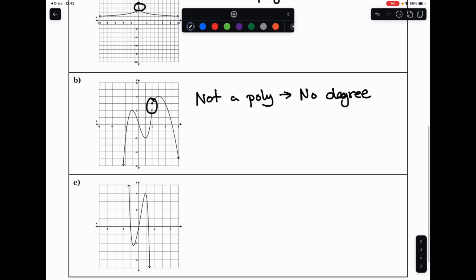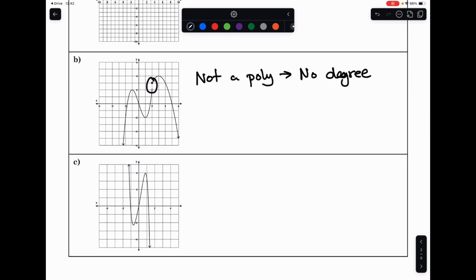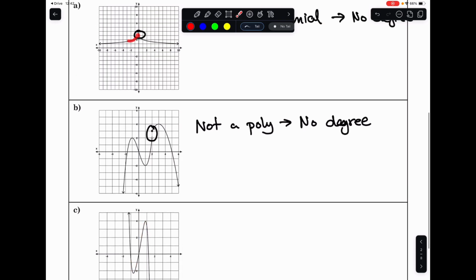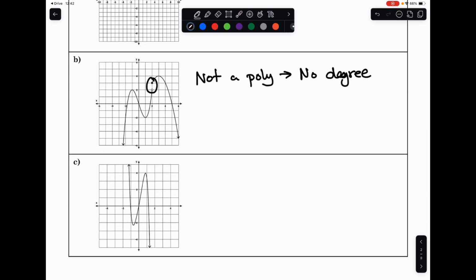And if we look at the last example, this is a polynomial function. Notice how it's continuous. I can trace over the graph with my pen without having to pick it up. And in the places where I'm changing direction, notice that those changes are rounded. They're not sharp turns, like in this example right here, which is a sharp turn right there. So this is a polynomial, and because it's a polynomial, it has a degree. We can classify the degree.